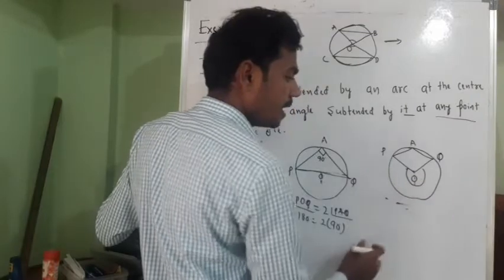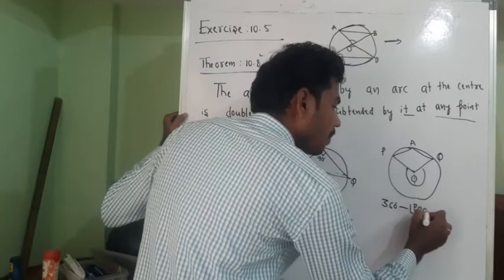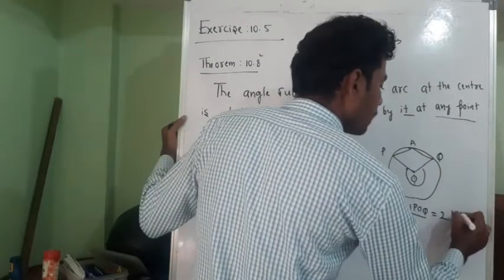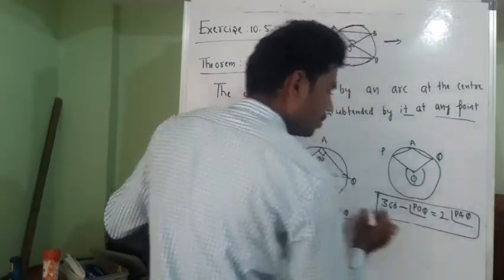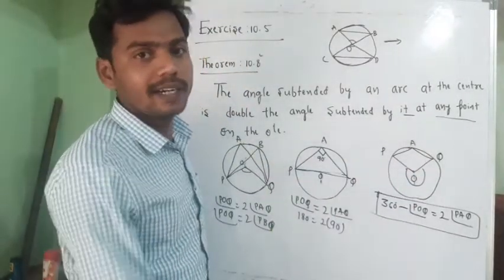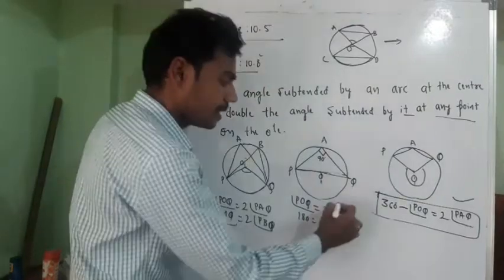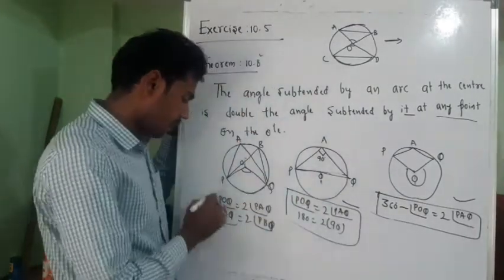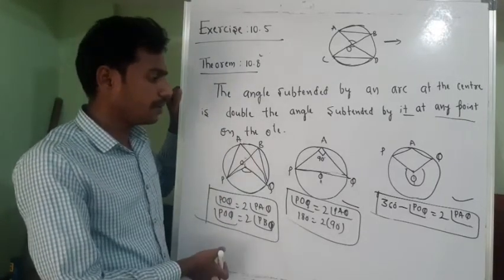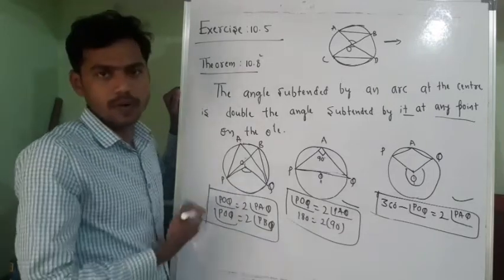Then in this case, since the angle is more than 180 degrees, it is a reflex angle, so 360 degrees minus POQ is equal to 2 times PAQ. This relation holds good if the angle formed by the arc at the center is a reflex angle. If it is a semicircle, we make use of the previous relation. If it is acute or obtuse, we make use of this relation. Please note this down.